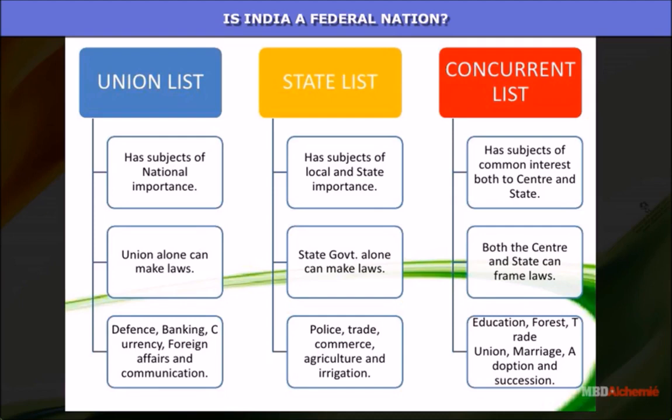Union list. It includes important affairs of the country such as defense, finance, communication and currency. State list. It includes state and local importance affairs like police, trade, commerce, agriculture and irrigation. Concurrent list. It includes subjects of common interest to both state and union such as education, forest, trade union.